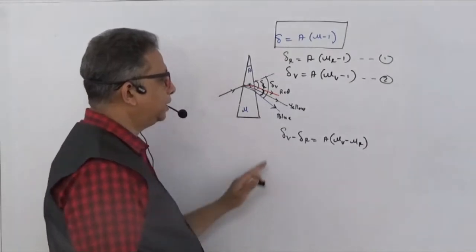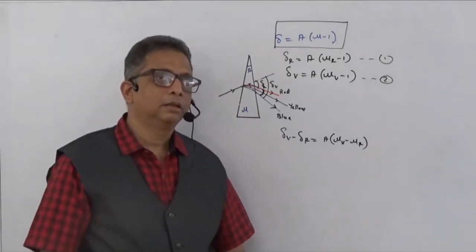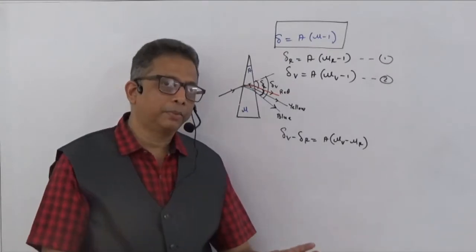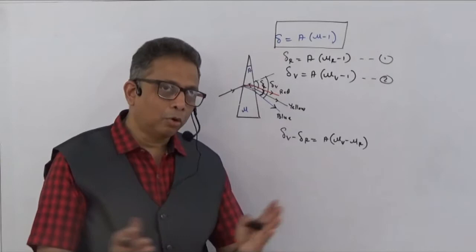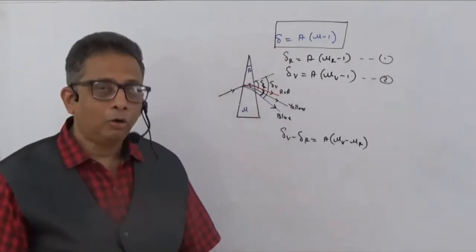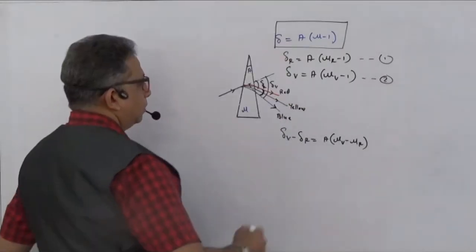So this expression is called angular dispersion. That is, at how much angle the red and the blue are separated from each other. The more the separation, the better, because the use of a prism depends upon how much it can separate the constituent colors.